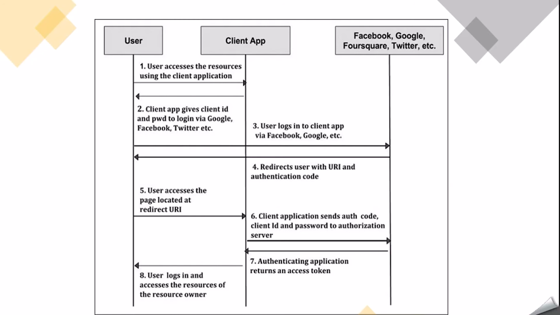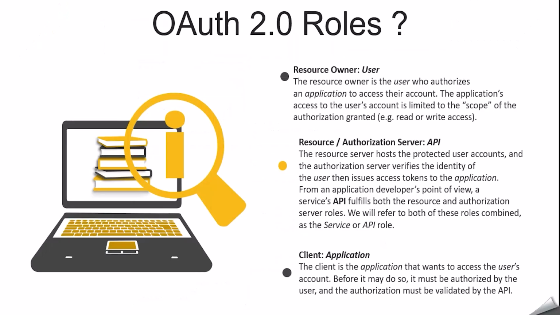User accesses the page located at the redirect URI. Client application sends authentication code, client ID, and password to authorization server. And in step 7, the authorization server returns the access token. And finally, the user logs in and accesses the resource of the resource owner. So these are very protected resources. Whatever is authorized, only that resource will be accessed by the client app, not everything.